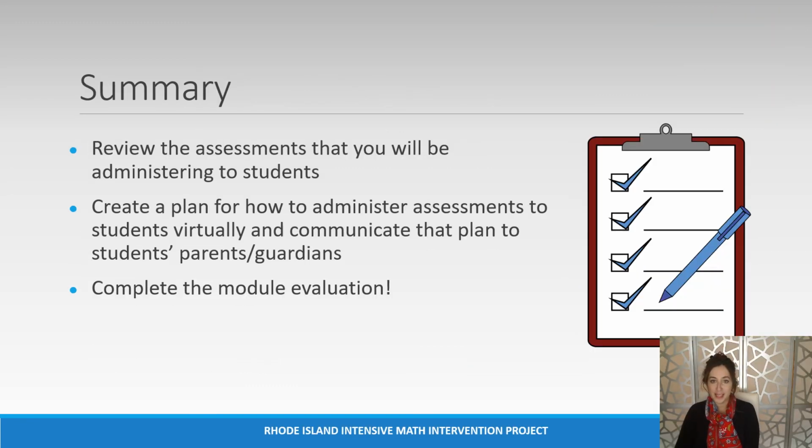As a quick summary, today we reviewed the different types of assessments that you are likely administering to students. We discussed considerations to take into account when creating a plan for administering assessments remotely, and we examined some resources that are available to share with your colleagues and students' parents or guardians. We hope that you enjoyed this module. Please complete the evaluation before you leave.